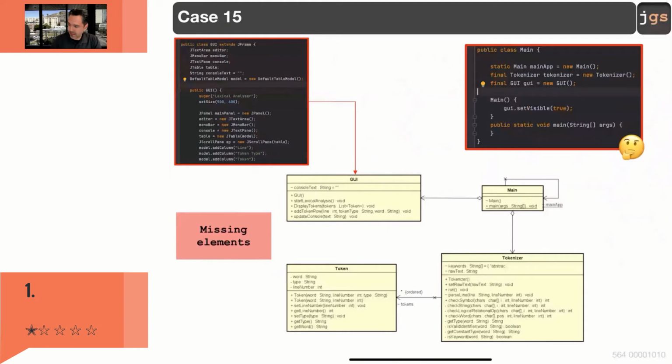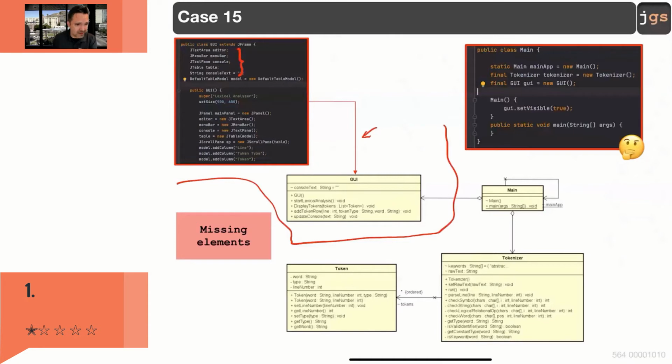What do you think about the graphical user interface? I give you the source code and I give you the class diagram, and I am going to do this in your exams or quizzes. This is the code, this is the diagram. Is it correct, yes or no? Did you notice the problem?